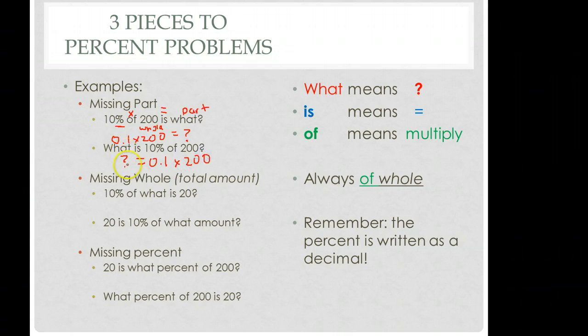Okay. What is my question mark? Is my equal sign. 10% is 0.1. Of is multiplication. So that's the missing part. And I know question mark equals 20 because we did that calculation.